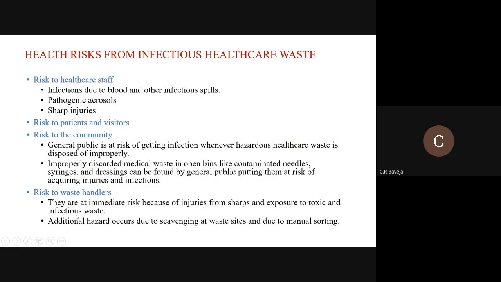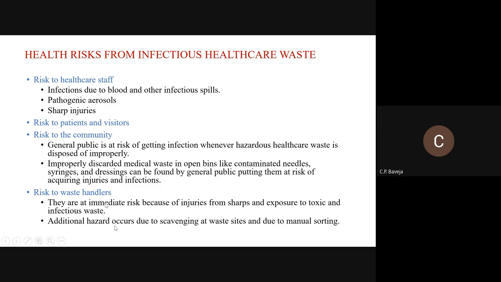Then risk to waste handlers. Waste handlers are those who take the waste from the healthcare facilities and transport it to some other place. They are collecting it and segregating it, so they are at risk also. They are at immediate risk because of injuries from sharps and exposure to toxic and infectious waste, because they are collecting it. An additional hazard occurs due to scavenging at waste sites and due to manual sorting. They are sorting out and segregating manually.